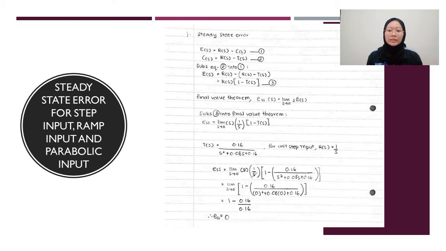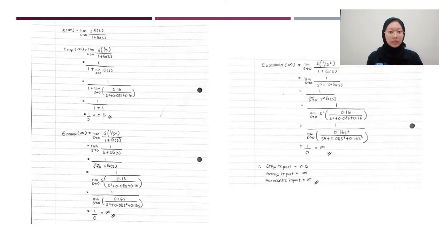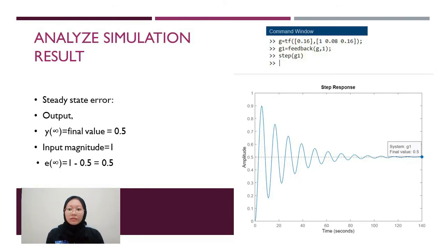Hence, when the system is stable, it is valid to proceed in calculating the steady state error. We then compare the calculation to our simulation results using MATLAB. The results analyzed from the step input, ramp input, and parabolic input show that our system is type 0.